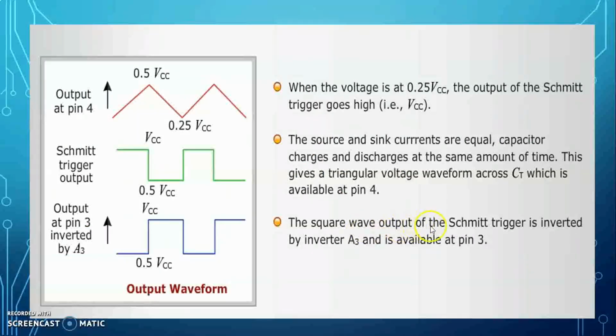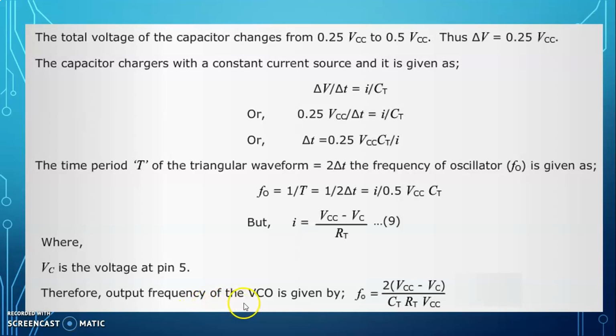The square wave output of the Schmitt trigger is inverted by inverter A3 and is available at pin number 3. The output frequency of the voltage controlled oscillator is given by f0 equal to 2 times (VCC minus VC) divided by CT RT VCC. Here the frequency of the output signal depends upon the control voltage and also depends upon the external capacitor and external resistor.